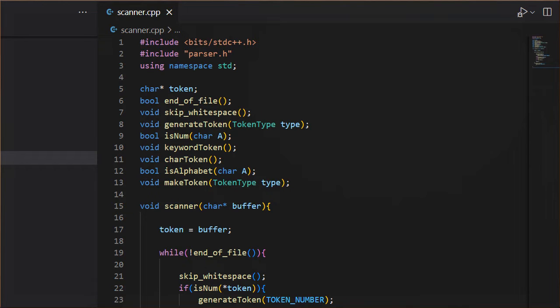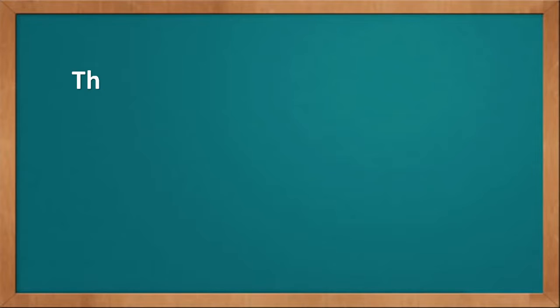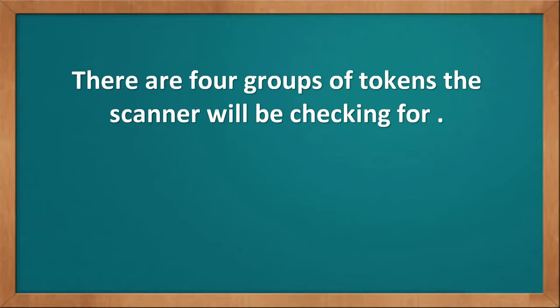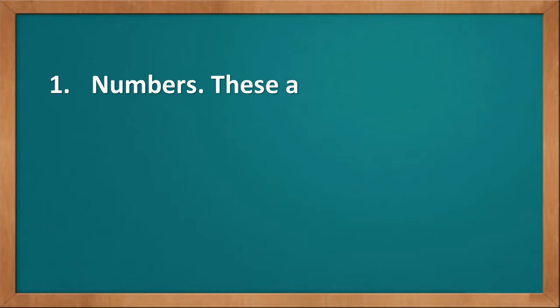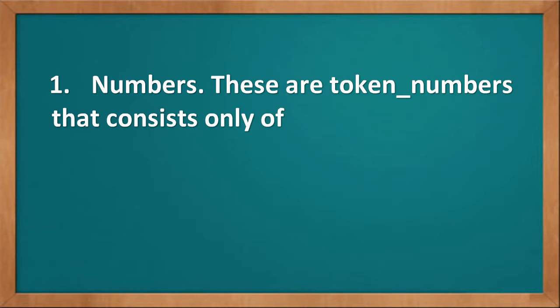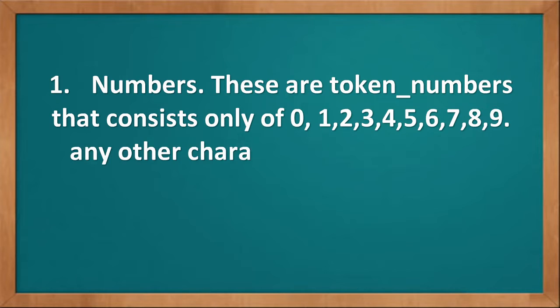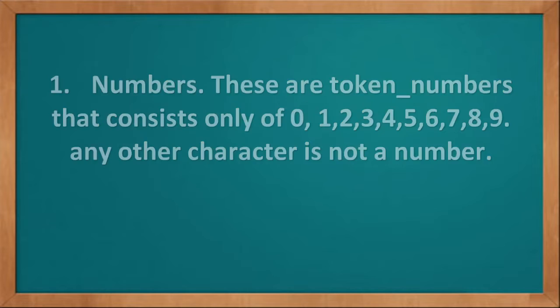So in this class, the scanner will scan through our code, reading every character and symbol, searching for tokens. Once a token is found, it will call the lexical analyzer to generate that token. Now, there are 4 groups of tokens the scanner will scan for. The first one are numbers. These are token numbers. They consist only of 0, 1, 2, 3, 4, 5, 6, 7, 8, and 9. Any other character is not a number.